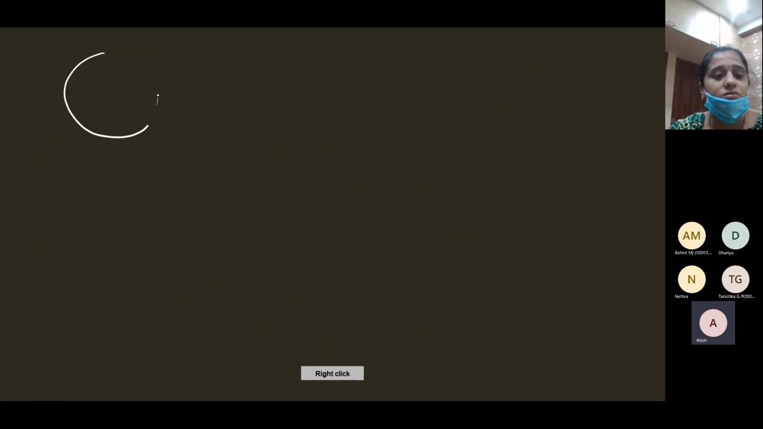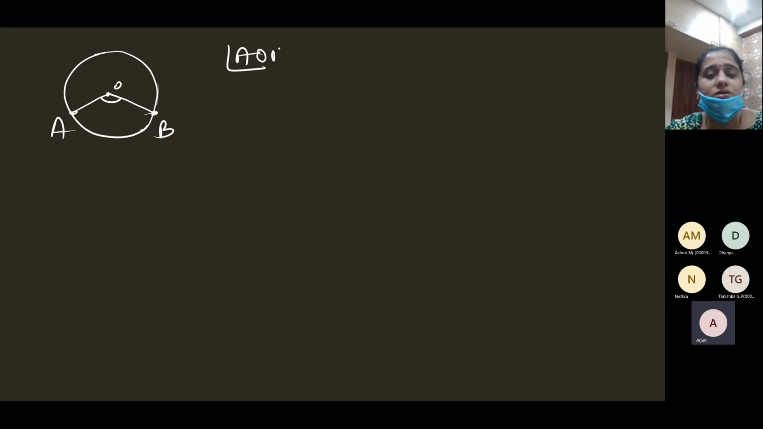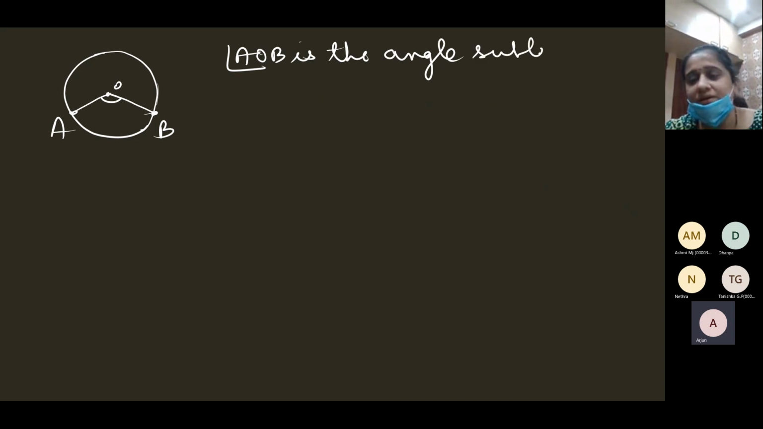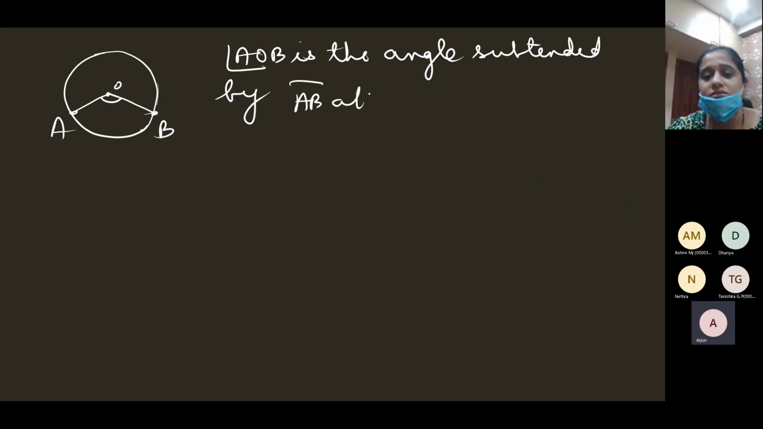Let's take another one. Circle, center O, arc AB, join A to O, B to O. Angle AOB is the angle. Tell me, is the angle subtended by arc AB at the center O? Now let's take a point D here. Because you should not take on the arc itself. So on the remaining part of the circle, say at D.